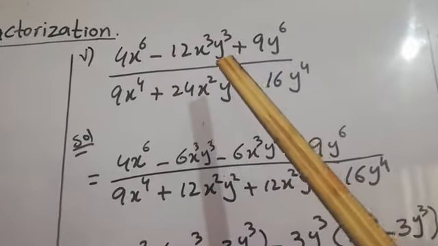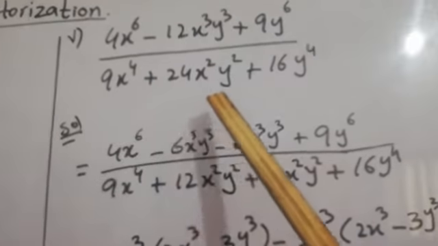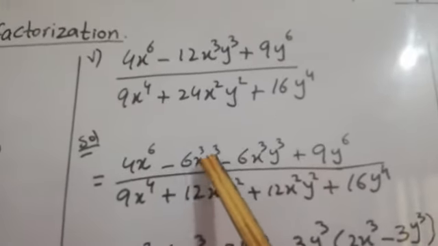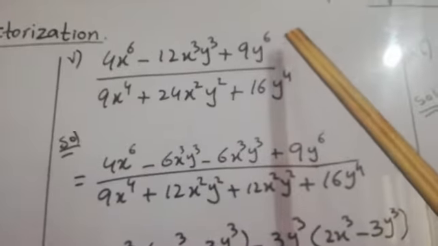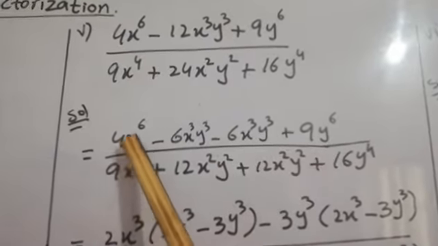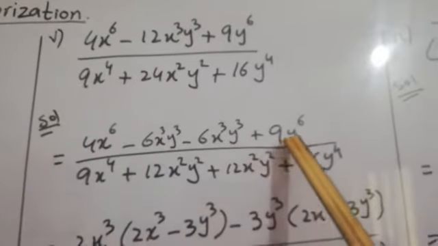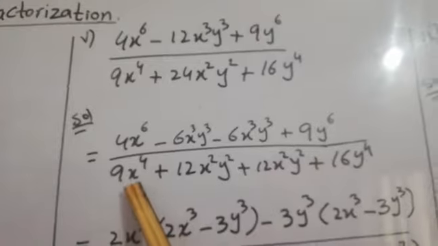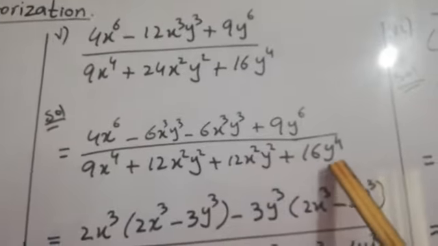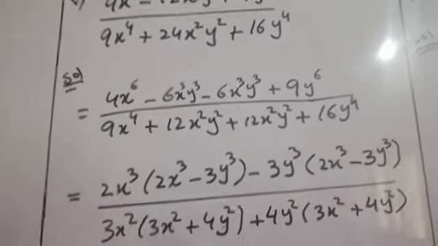4x^6 minus 12x cube y cube plus 9y^6 divided by 9x^4 plus 24x square y square plus 16y^4. Dear students, we will factorize these two terms by the middle term break method and get 4x^6 minus 6x cube y cube minus 6x cube y cube plus 9y^6 divided by 9x^4 plus 12x square y square plus 12x square y square plus 16y^4.